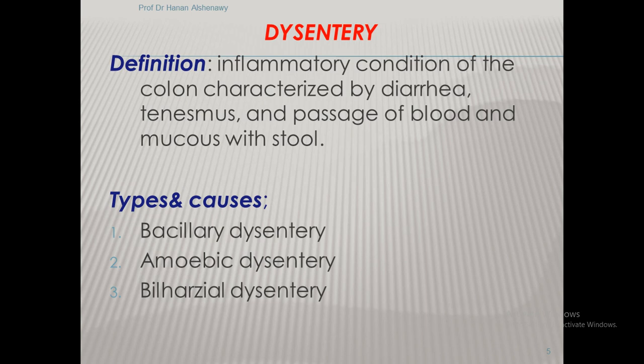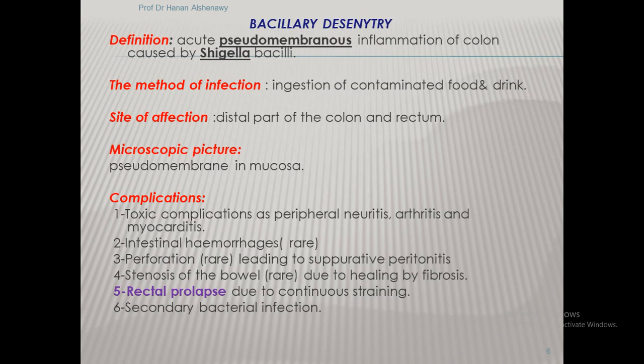What are the causes of dysentery? Many causes. Amoebic dysentery, we discussed amoeba in general pathology. Bilharzial dysentery, and we discussed bilharziasis in general pathology. And today we will discuss the third cause of dysentery, which is bacillary dysentery. Bacillary dysentery is an acute infectious disease caused by another type of bacilli, which is Shigella.